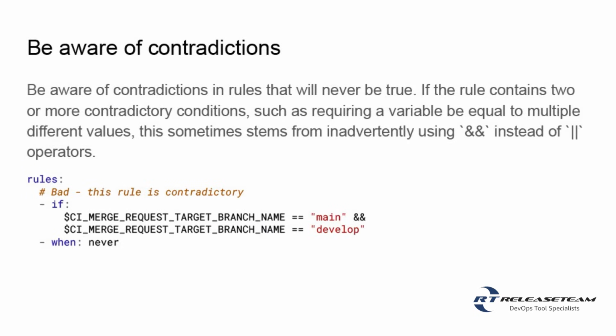Contradictions are expressions that can never be true. Here, we see that the target branch name needs to be 2 values at the same time. The author probably intended for the job to run if either condition is true, not both. These can creep into rules over time and aren't always as easy to spot as this example.